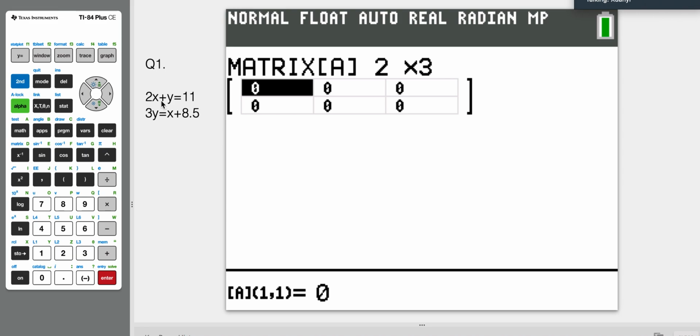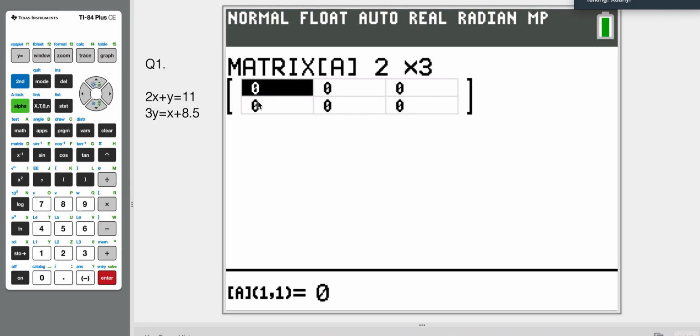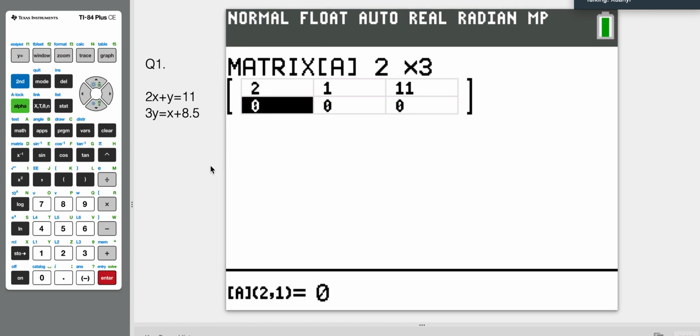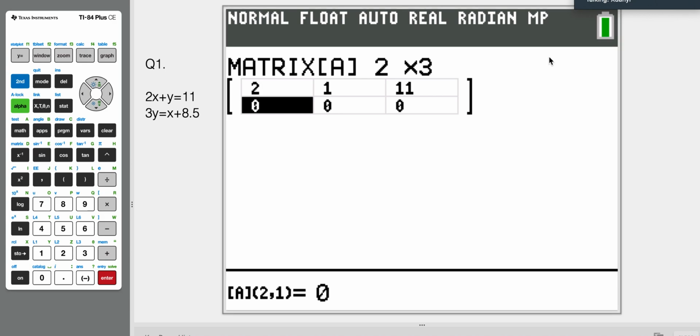But for now, remember we have to make sure we're inputting in the same order. The first equation says 2x plus y equals 11, but the second equation is 3y equals x plus 8.5. Remember we only input the coefficients, so it will be pretty confusing for our second equation because it starts with 3y. If we just input 3, 1, 8.5, it's not going to work because they are not the same components. Since 2 is the coefficient of x, 1 is the coefficient of y, and 11 is a number, we have to apply the same order for our second equation.